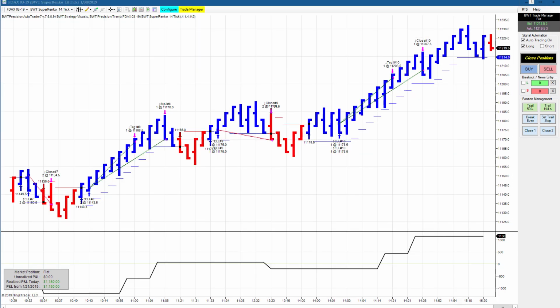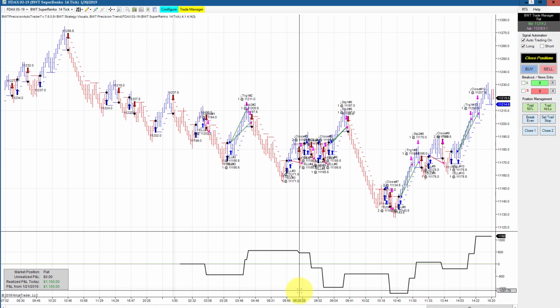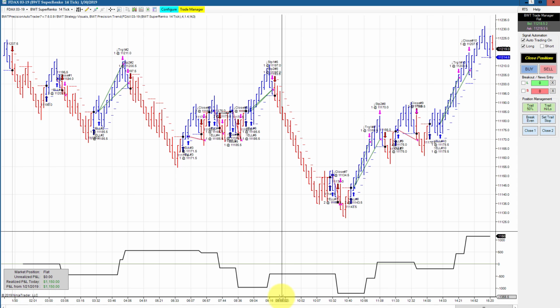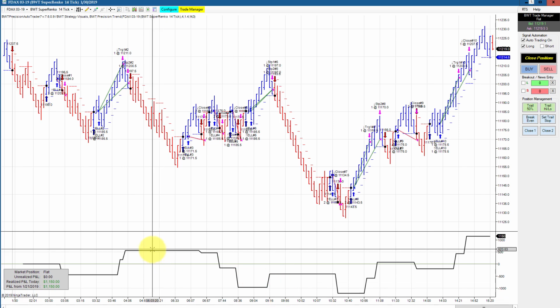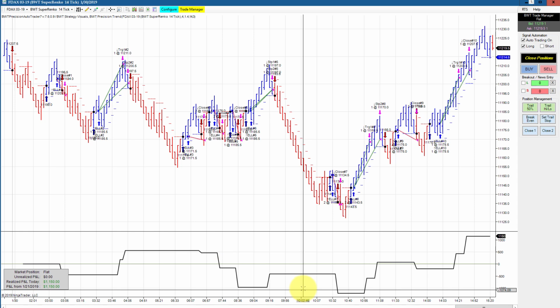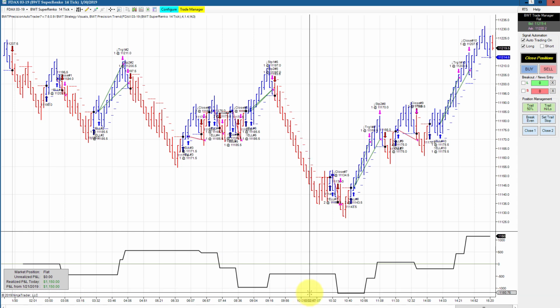Okay, the DAX on a Super Renko 14 tick was moderately active today. Our first equity high was about $600, and we drew down quite a bit, about $1,200 or $600 per contract.